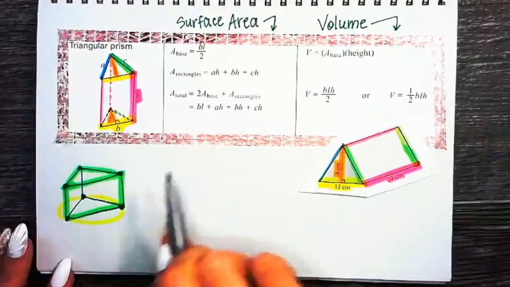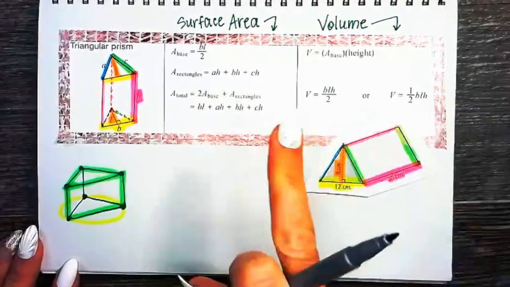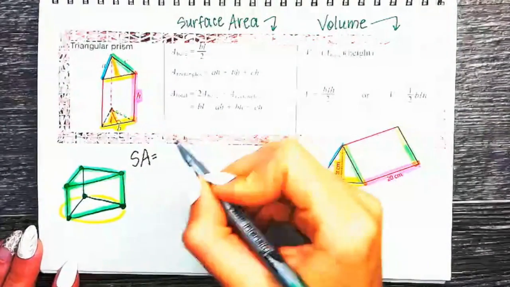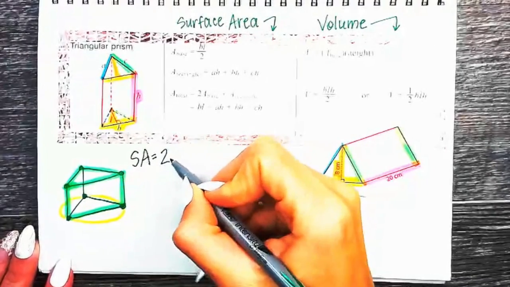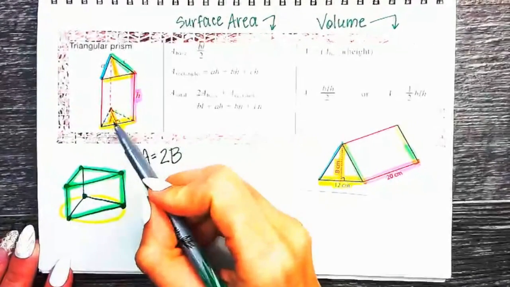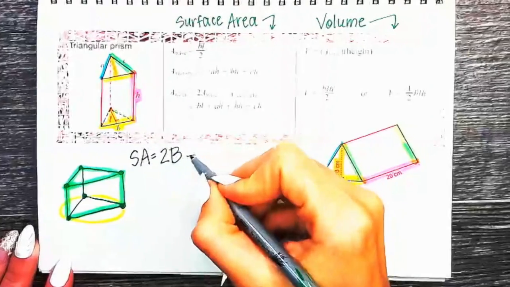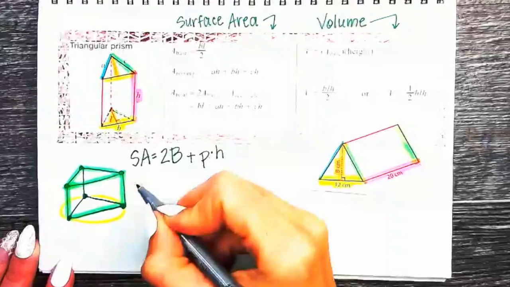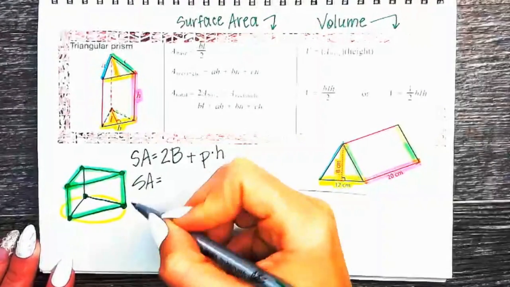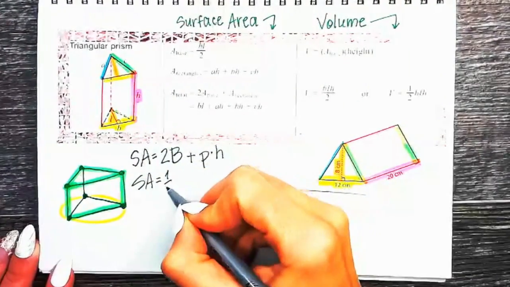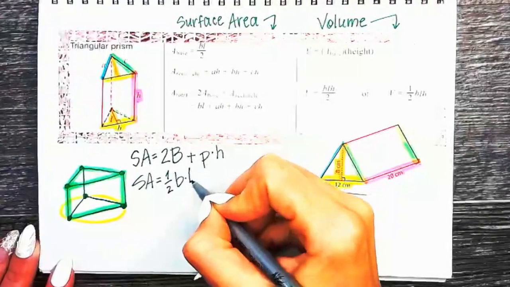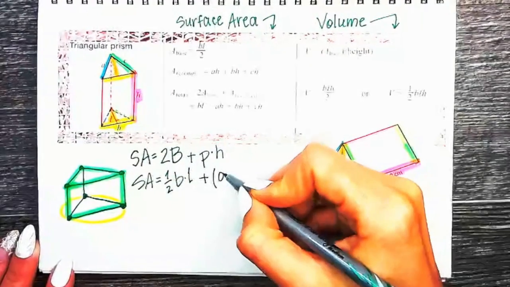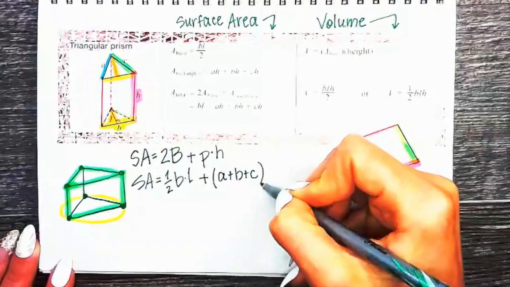So let's do the example right here. We're going to find the surface area and volume, but let's write out our equations as we talk through them. So the surface area is the 2 areas of bases, that's this whole part and this whole part, the triangles, plus the perimeter of the base times the height. Surface area equals, based on this picture, 1/2 B times L, that's your base times height, plus your perimeter, which is A plus B plus C, times the height.